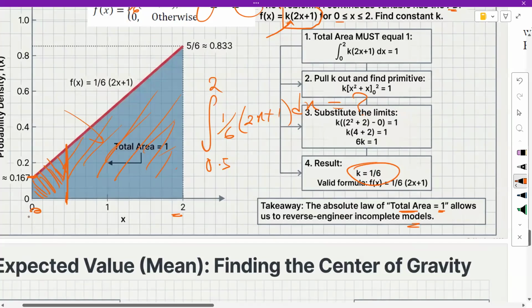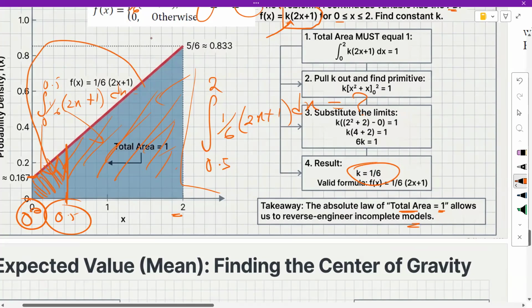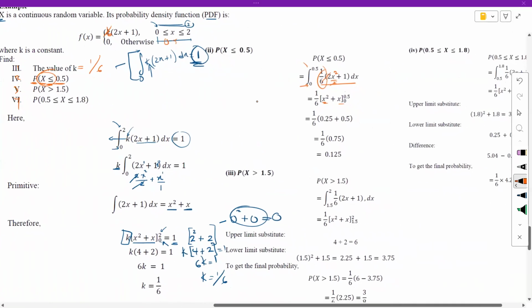So the lower limit is 0 and the upper limit is 0.5. For this one, actually we want this area. Therefore, the integral from 0 to 0.5 of 1 over 6 times 2x plus 1 dx represents this area. So here we found the probability. That is 0.125.